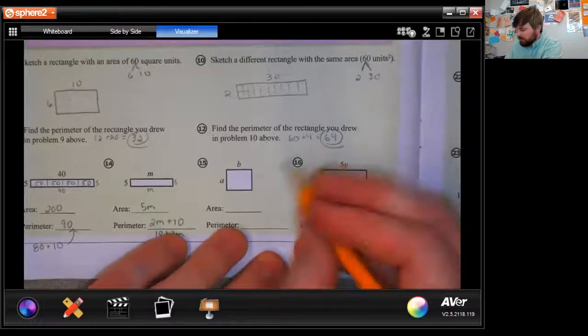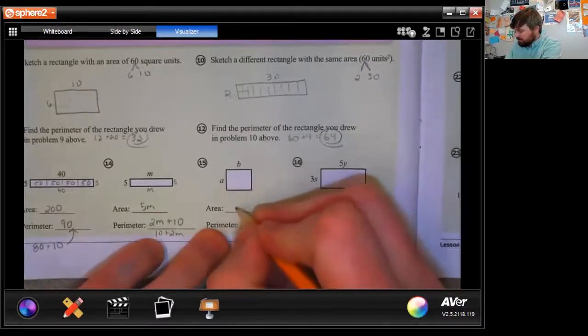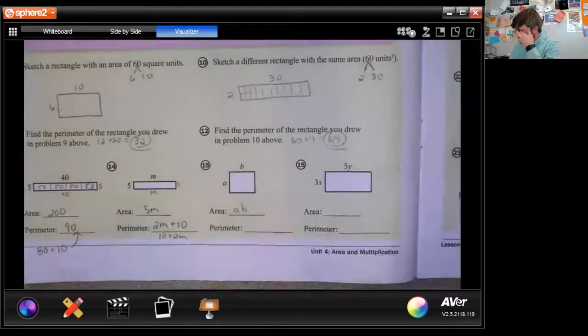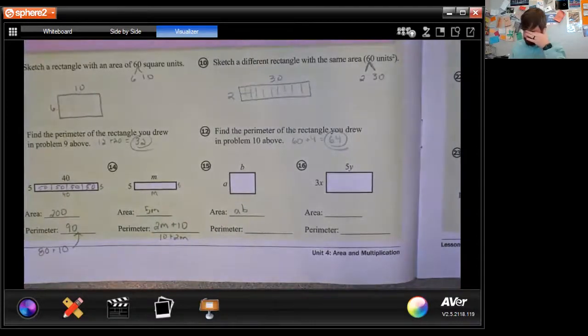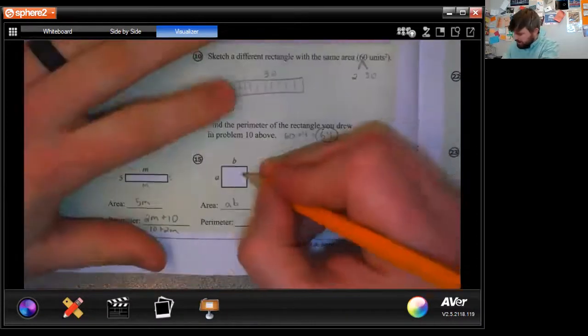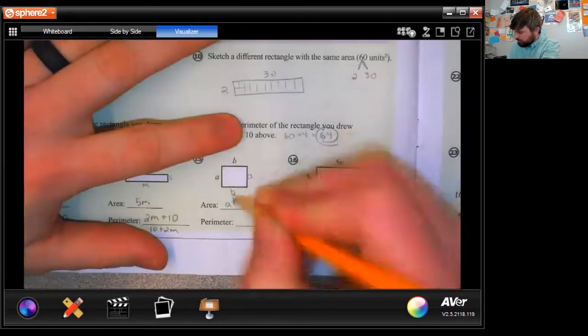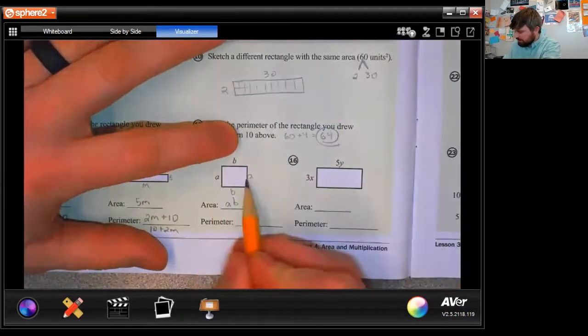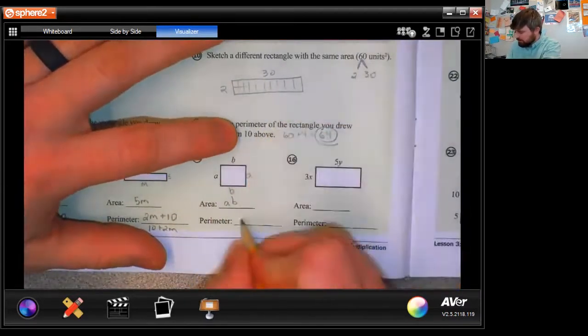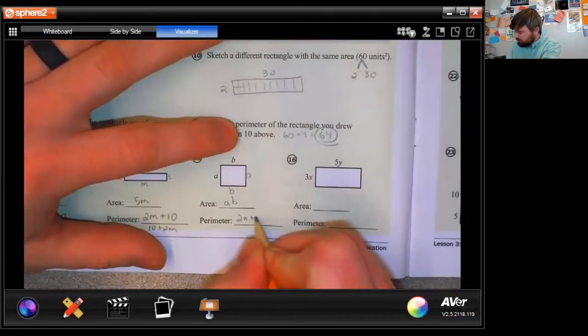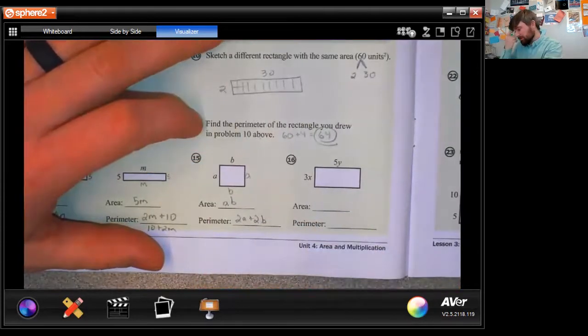The area here, you got A and B. So to find the area, you take A times B, whatever those are. You got A and B. So to find the perimeter, you got 2 A's, and you're going to add that to 2 B's. So 2 A's plus 2 B's. Going to add those together.